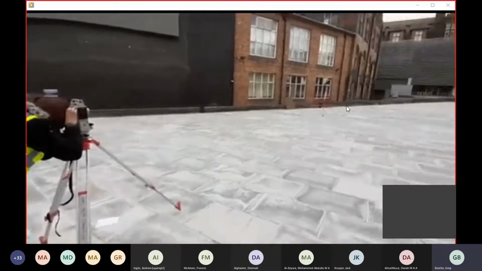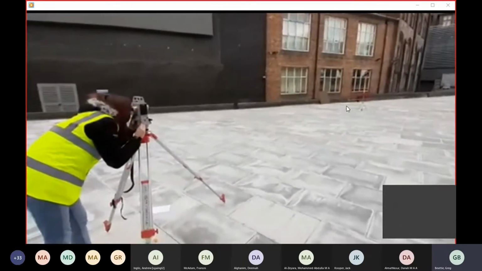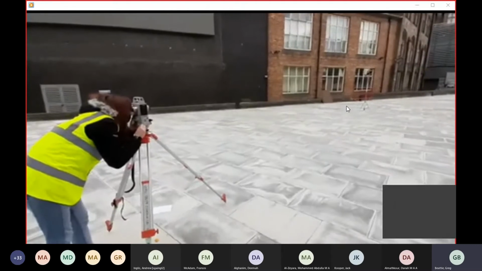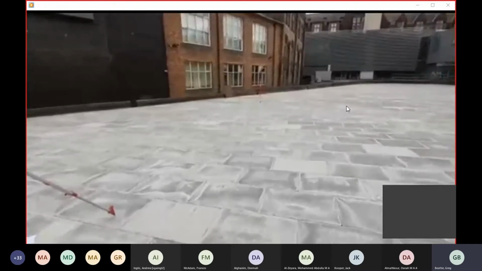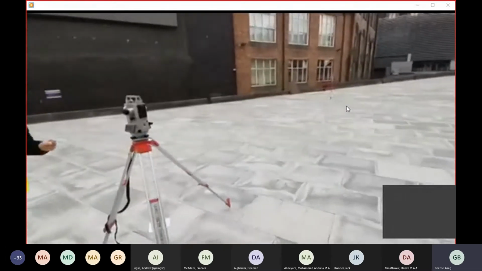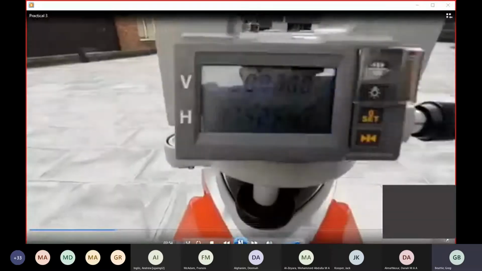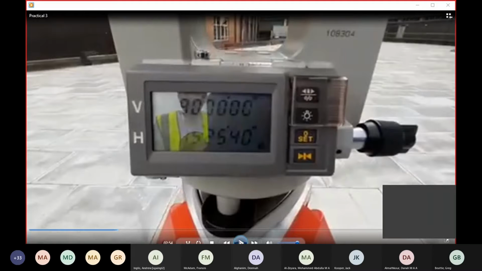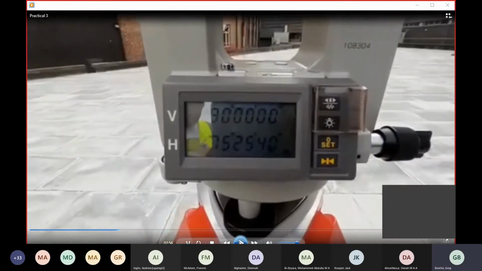If you remember, the angle was about 267. Okay, so because when it goes around to 360, obviously it goes back to 0. It only measures 360 degrees. So you need to make sure you account for that when you're booking your values. And then if we look here, that's 175 degrees, 25 minutes and 40 seconds. Okay, so that is the second angle reading.